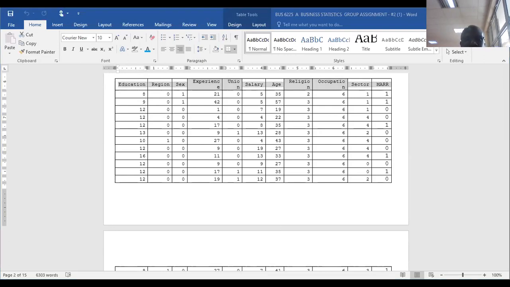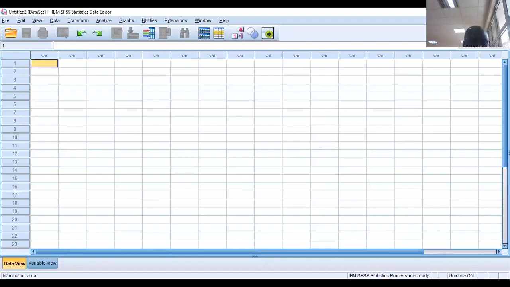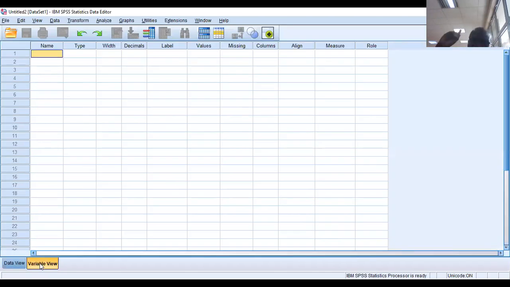Let me go to SPSS. So I come back to SPSS here. I define my 11 variables in SPSS. I define them here, in Variable View. The first variable in that data set, let me just go the manual way first, I'll tell you what you need to be doing. The first variable there was education. So I simply come here and type education.